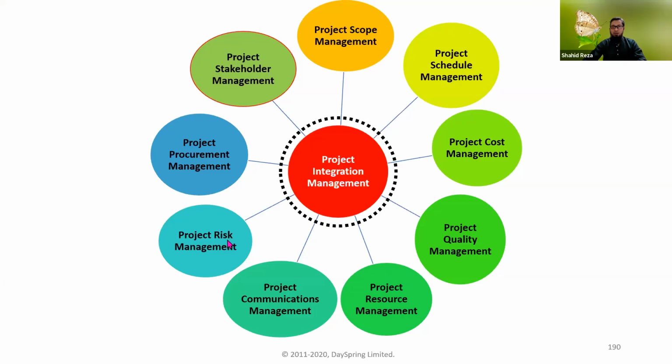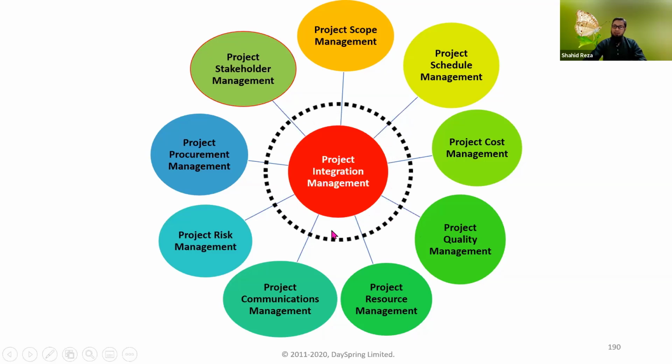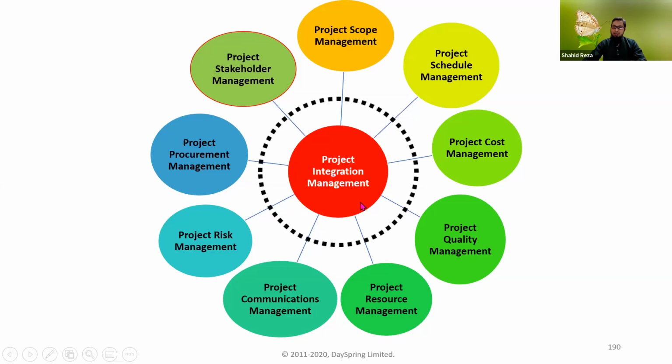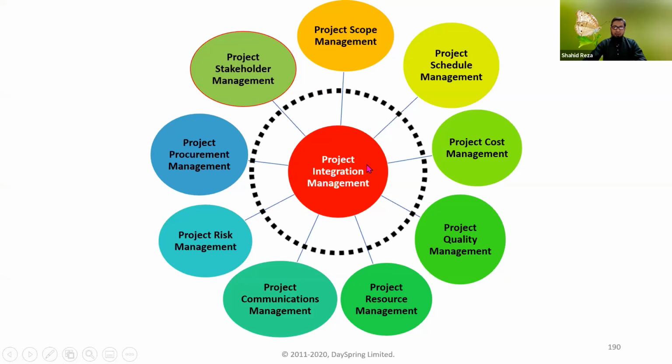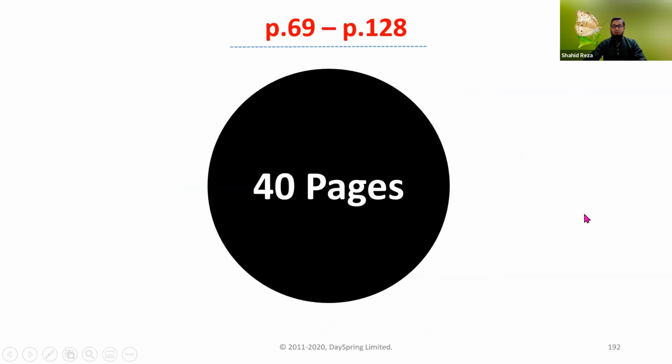These are the 10 knowledge areas, right? Where are we now? We are now here, project integration management. This knowledge area is sitting at the center of all the knowledge areas. The main job of integration management is to unify, integrate, coordinate, and communicate with all the other knowledge areas, all the processes, and all the activities of project management. That's why I am showing integration management at the center. This chapter consists of 40 pages, so it is not a big chapter.